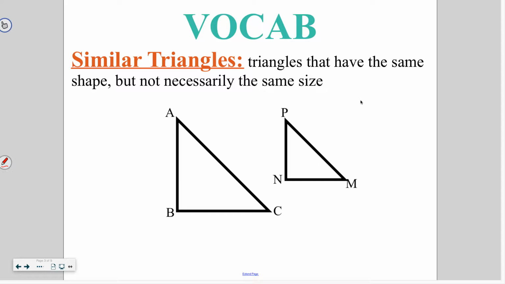When we are writing similarity statements, if you are asked to do that, you need to make sure that you are lining up the correct vertices. So we would say triangle ABC is similar, and that little curve there means similar to, triangle PNM. A matches up with P, B matches up with N, C matches up with M. So you're looking for those vertices that are in the same spot on the triangle.